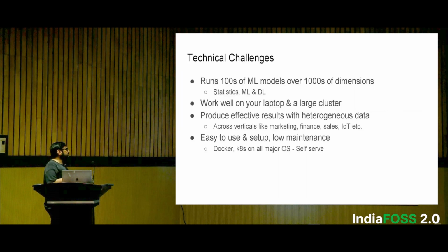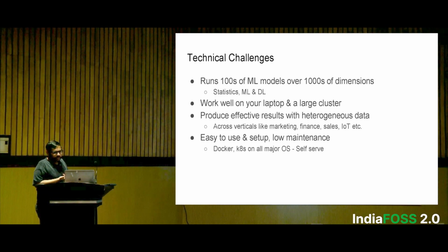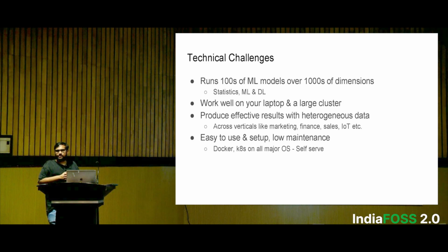Some of the technical challenges we face, and where open source helped us, was that we have to run hundreds of machine learning models over thousands of dimensions per data. These models could be statistical based or machine learning based or deep learning based. The software should work well, whether it's your laptop or a large cluster. We have to produce effective results with heterogeneous data across a range of verticals. And it has to be easy to set up.